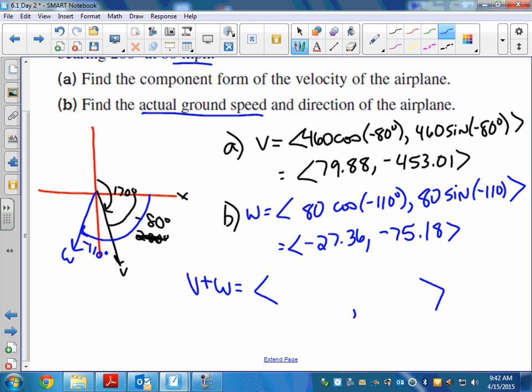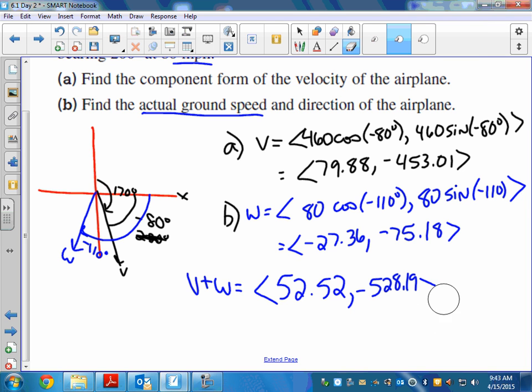I got, let's see if you got what I got. 52.52 and negative 528.19. Did you get that? Is that the speed? No. What did we say? What was my first slide? What did we say speed is compared to a velocity vector? Magnitude. It's the magnitude.